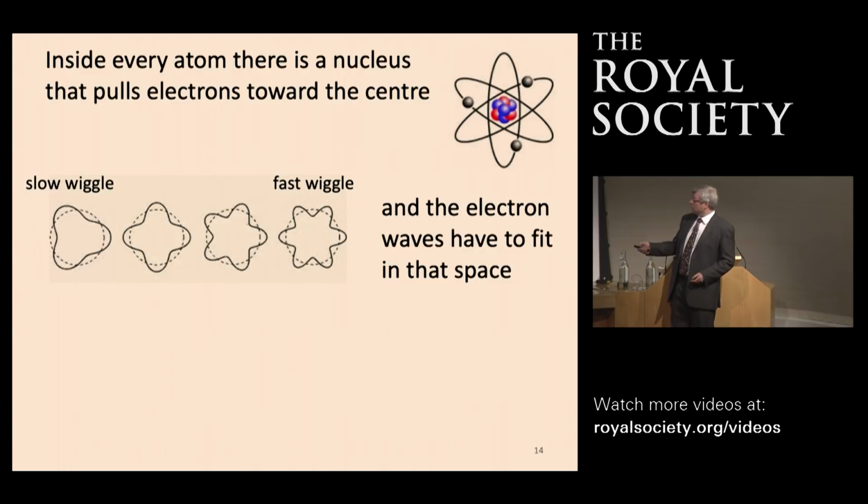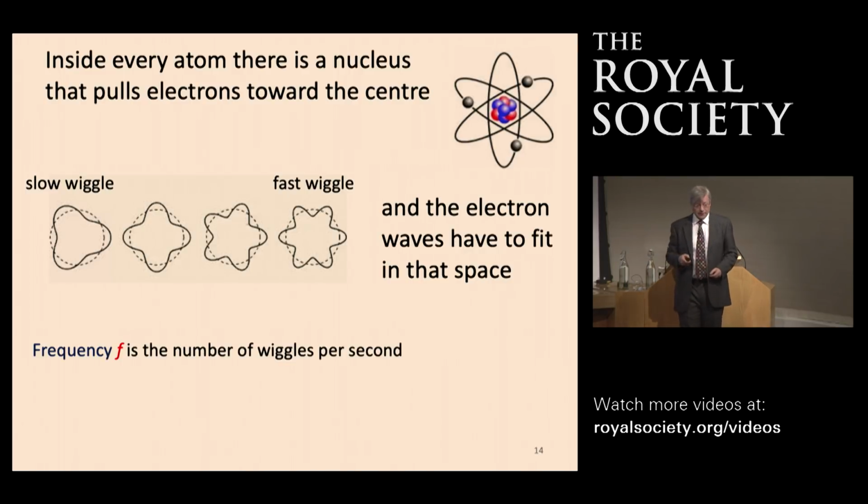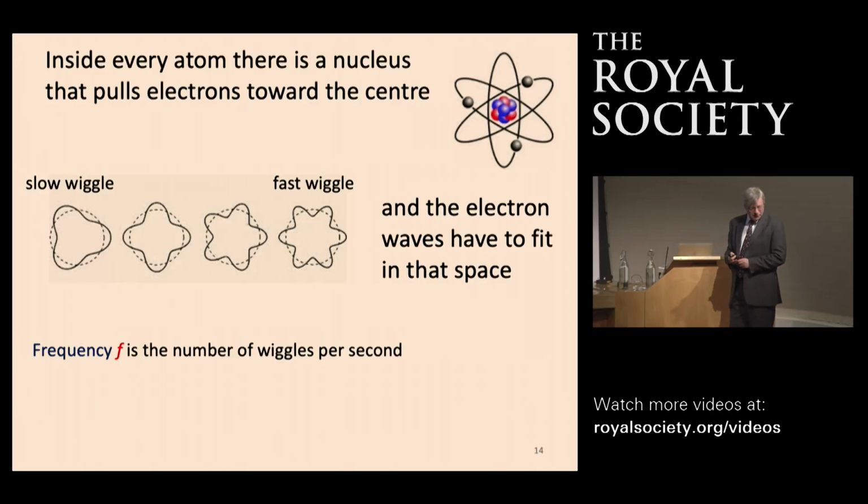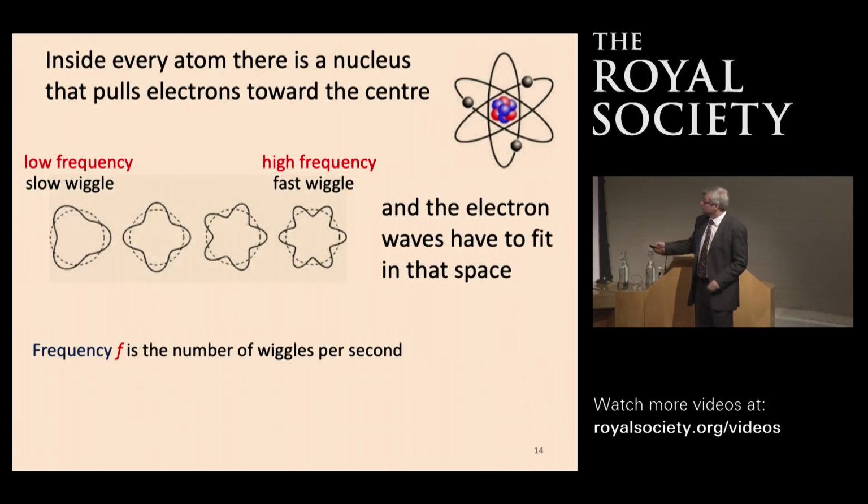So we can have slow wiggles here or fast wiggles here. Scientists don't like to say wiggle. So we call it frequency, but the frequency just means how many times it wiggles per second. So rather than calling this slow wiggle and fast wiggle, I call it low frequency and high frequency. Inside the atom, there are particular frequencies that the electron is allowed to have.